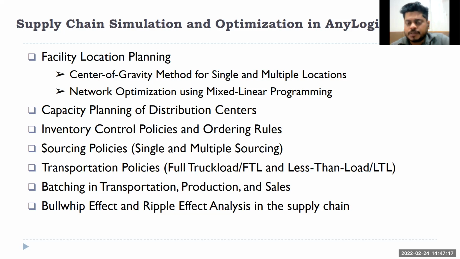Then transportation policies. Full truckload is FTL, less than truckload is LTL, right? So what kind of transportation policies for which kind of warehouses, for which kind of customers, right? So if you see one by one, our complexities are increasing, right? Batching in transportation, production and sales, right?